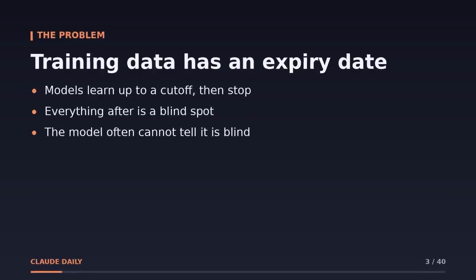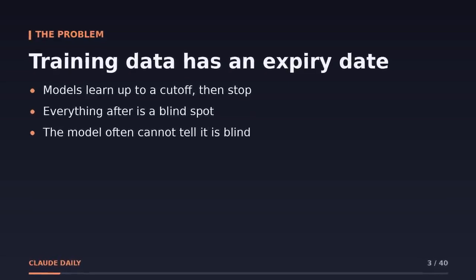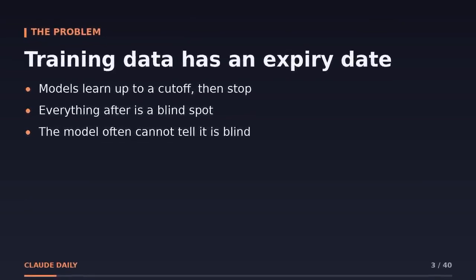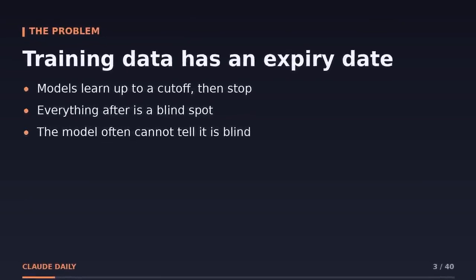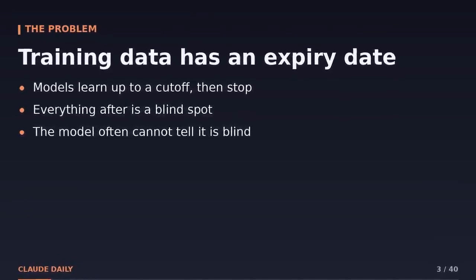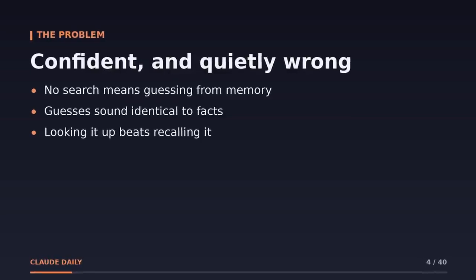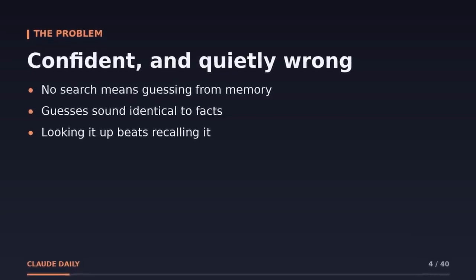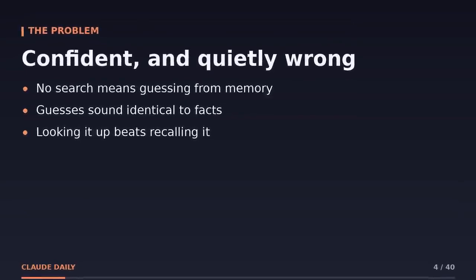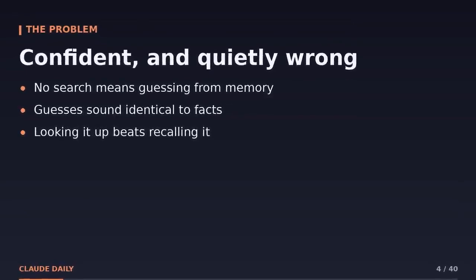First, why this matters. Every language model is trained up to a certain date and then frozen. Anything after that date simply does not exist inside the model. Prices, staff changes, software versions, sports results, all invisible. Worse, a model without search does not know what it does not know. It will happily invent a plausible-sounding answer. Search closes that gap by letting Claude go and look instead of guessing.